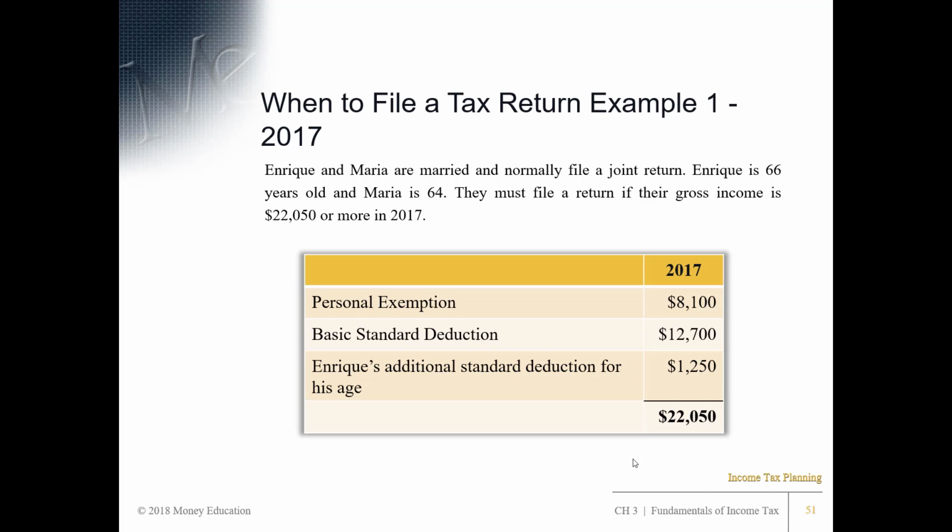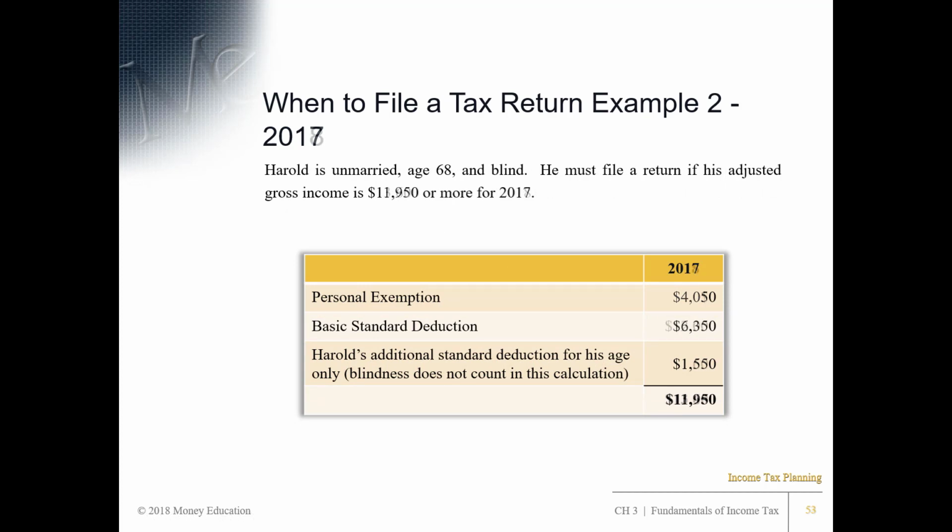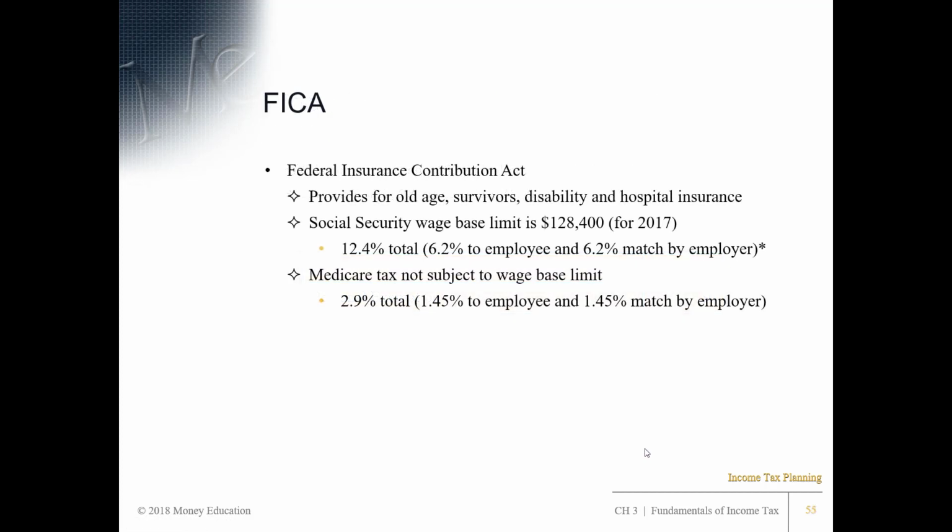When to file a tax return. I'm not going to do 2017 because this isn't relevant. So the basic standard deduction is $24,000, and if one of them is over 65, then they have to file if they have more than $25,300 in income. Harold is unmarried, blind and 68, so he's got the $12,000 plus the $1,600 for his age. His blindness does not count into this calculation, so if he has more than $13,600, he needs to file.